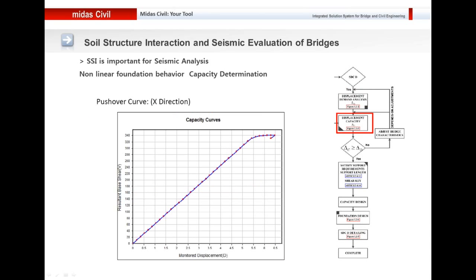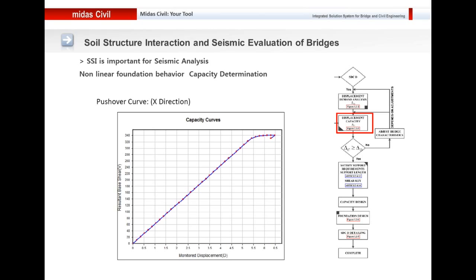And once you obtain the capacity after performing the pushover analysis, the capacity is still affected by the soil that you have modeled. So here you can see the pushover curve in the x direction. Basically, the structure becomes more flexible when you model the foundation, because the foundation itself is flexible, so it doesn't lead to more cost, but actually in a way it reduces the cost and it leads to design optimization.